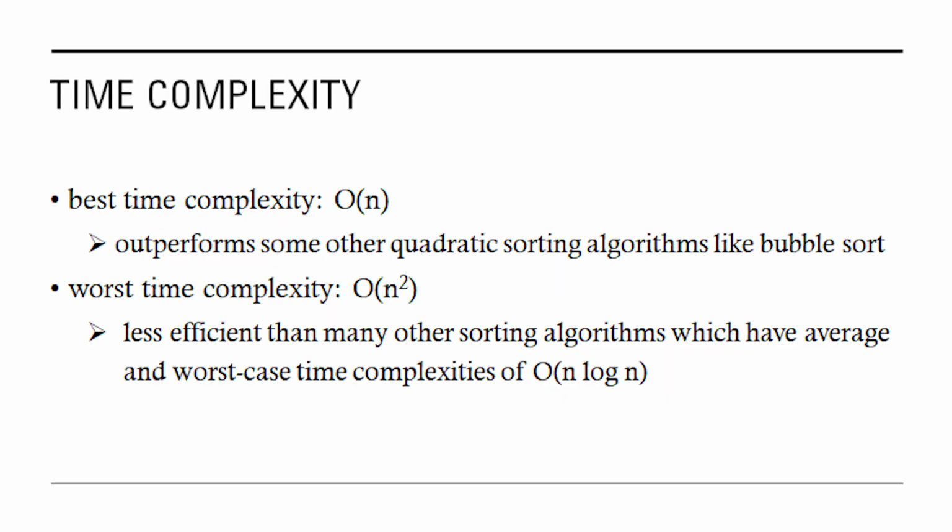First, for time complexity, it has a best time complexity of O(n), which outperforms some other quadratic sorting algorithms, such as bubble sort. And this happens when the input data is already mostly sorted. However, the worst time complexity of CombSort is O(n squared), which occurs when the input data is in reverse order. This makes it less efficient than many other sorting algorithms like quicksort, merge sort, and heap sort, which have average and worst case time complexities of O(n log n).